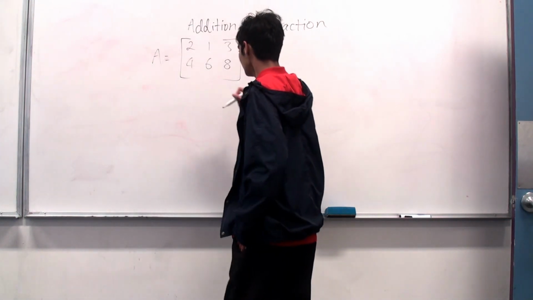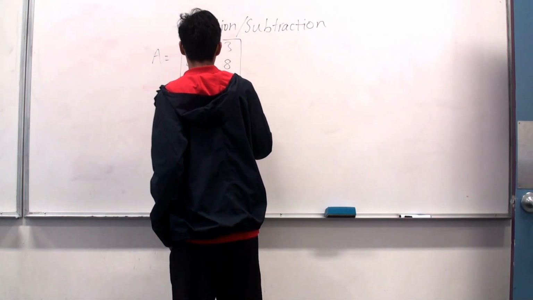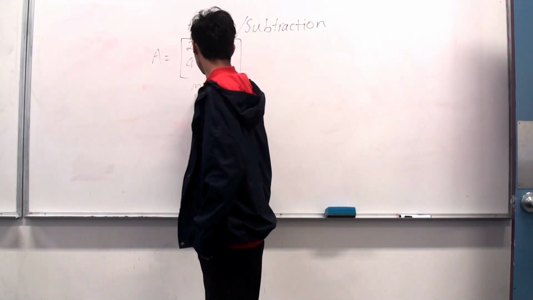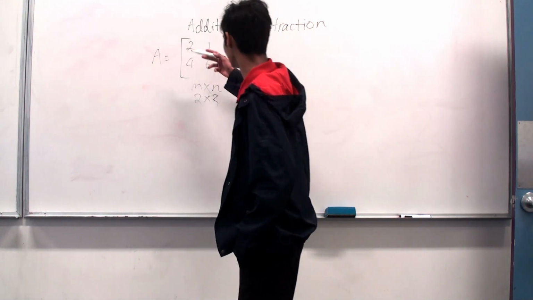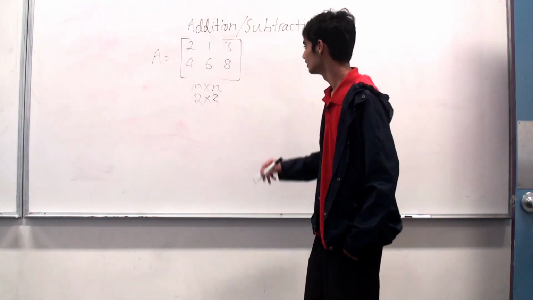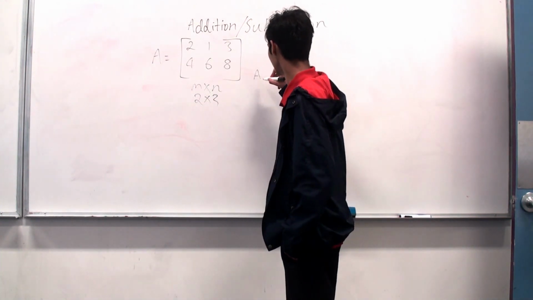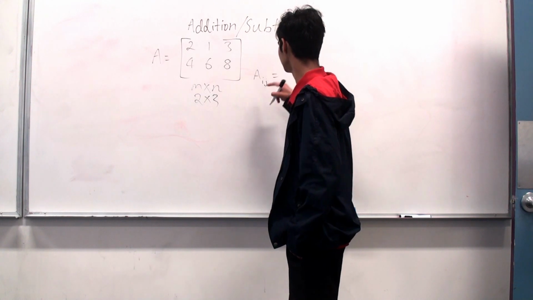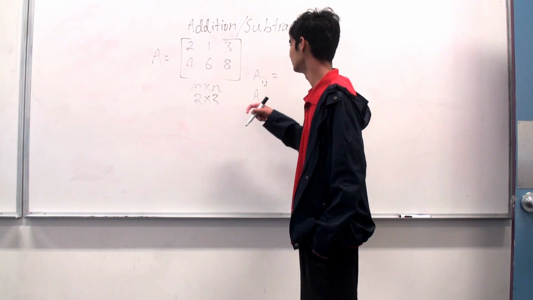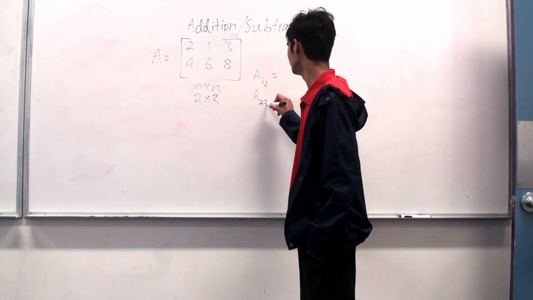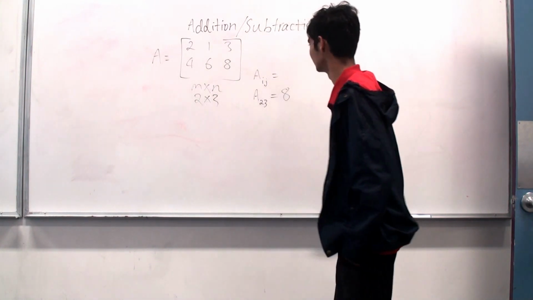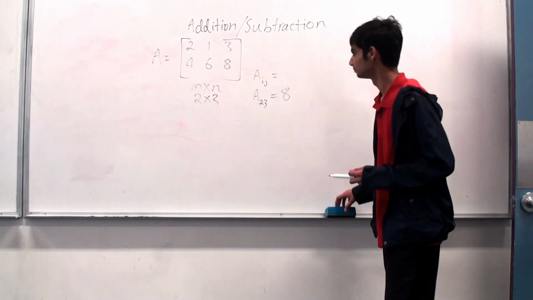An m by n matrix is a matrix with m rows and n columns. In this case, this is a 2 by 3 matrix because it's got 2 rows and 3 columns. When we refer to specific elements in the matrix, it's denoted by a_ij, the ith row and the jth column of the matrix A. So for example, a_23 is the second row and the third column, and similarly for all other elements.